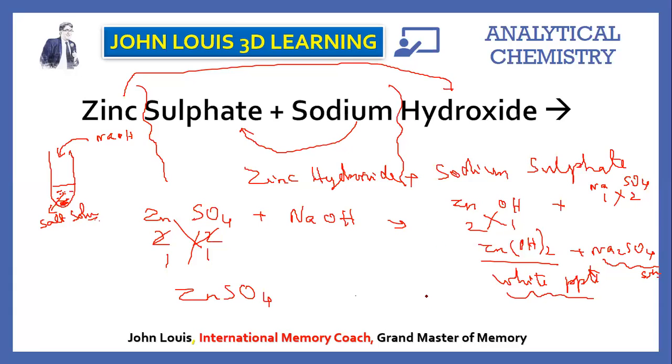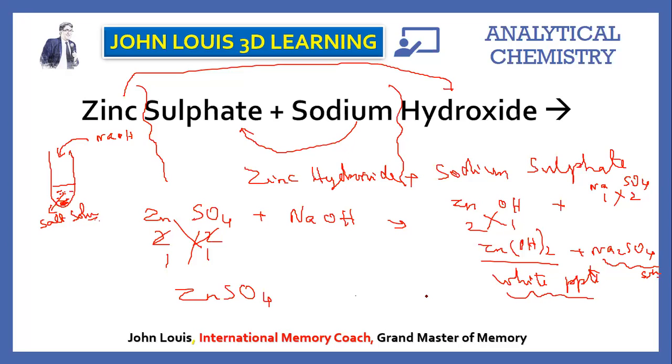So what is the answer for this? Why do we need to add sodium hydroxide drop by drop? If you add sodium hydroxide in bulk, it will get dissolved. Even though the precipitate forms, it immediately gets dissolved. So we cannot find out which precipitate is formed there, whether the precipitate is formed or not, isn't it?